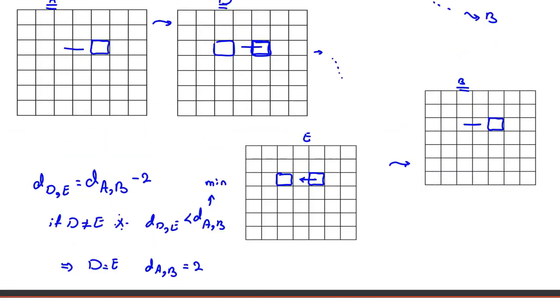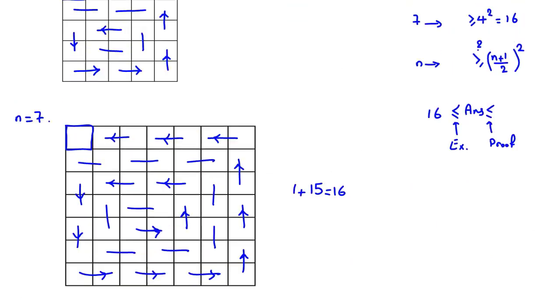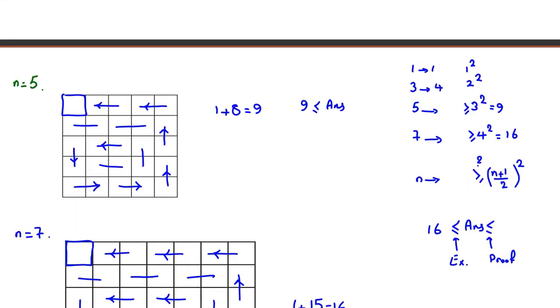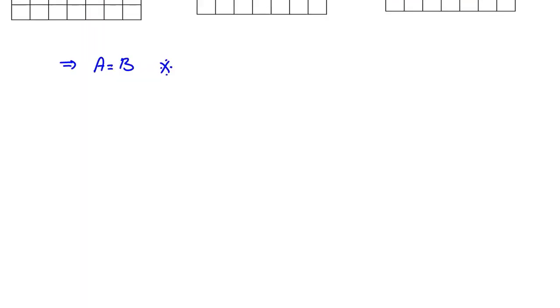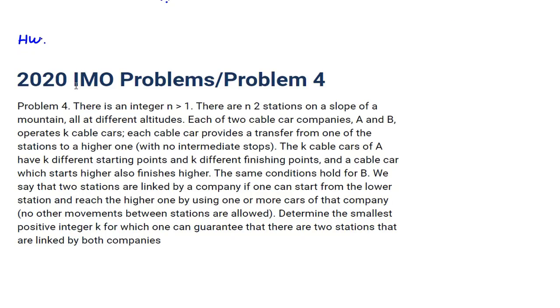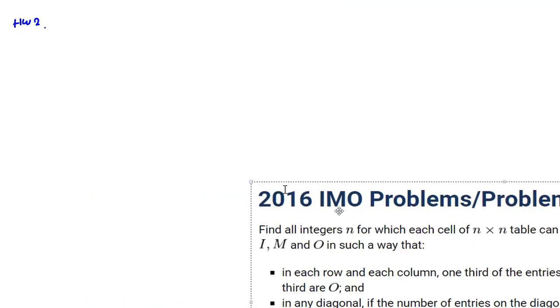Okay, so we've proved this problem by considering a small example first. That was the key point. It helps us to find the answer, and then we try to focus on proving that. So let me write some problems as homework that you can solve by considering small examples. As homework number one, you can solve this IMO problem. As homework number two, you can solve another IMO problem.